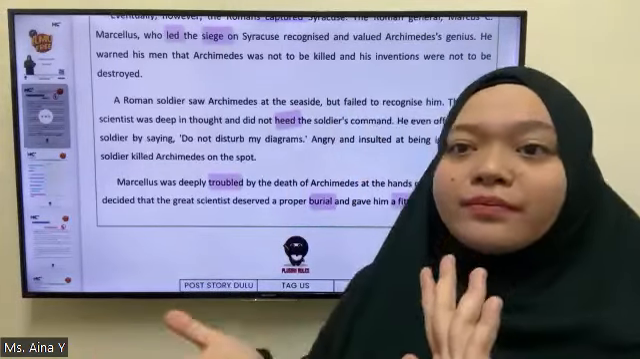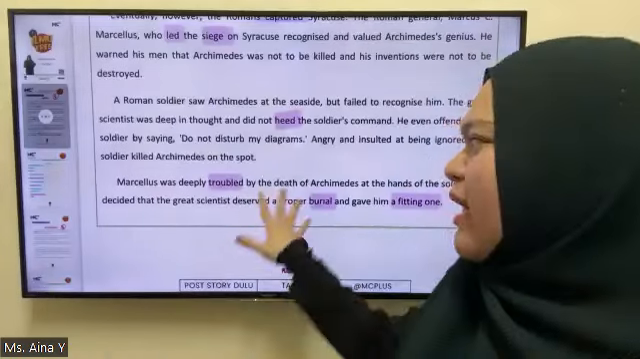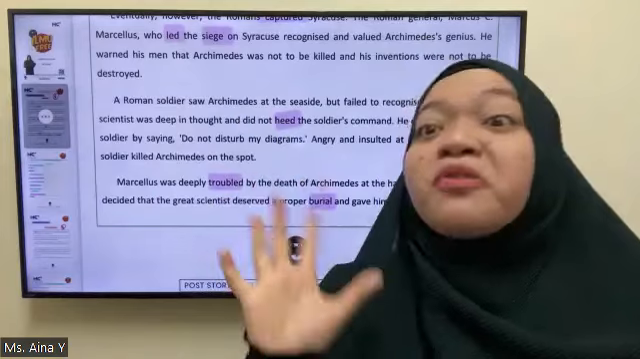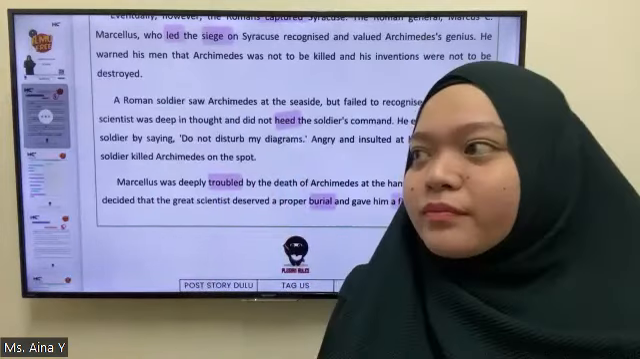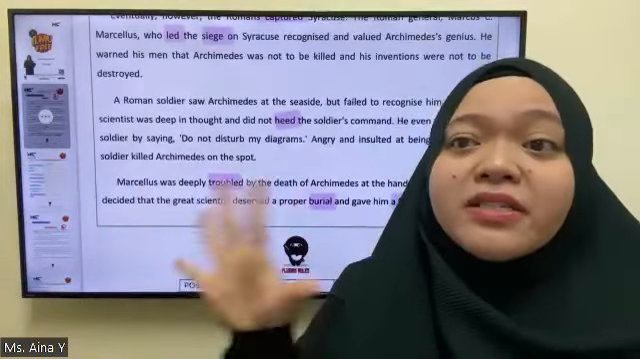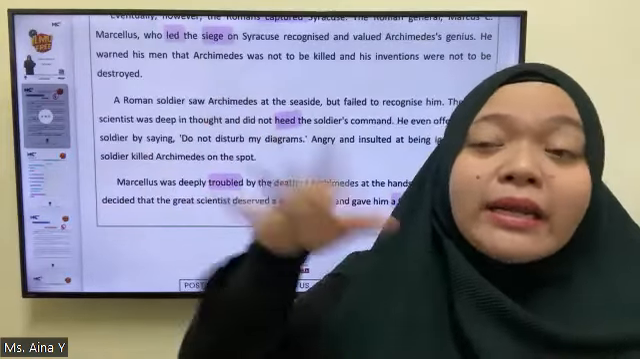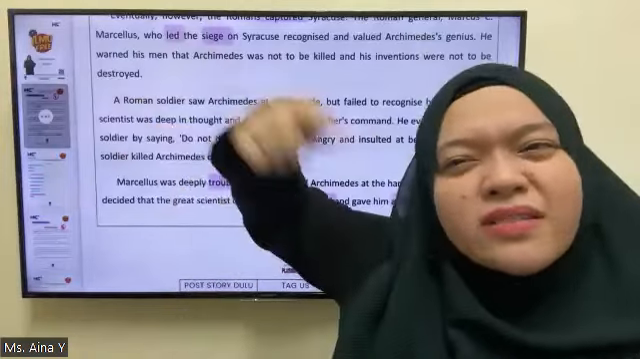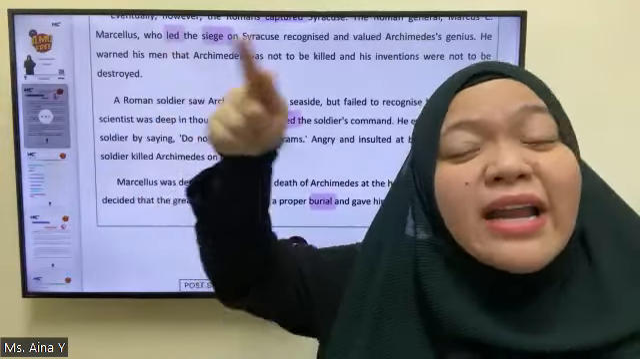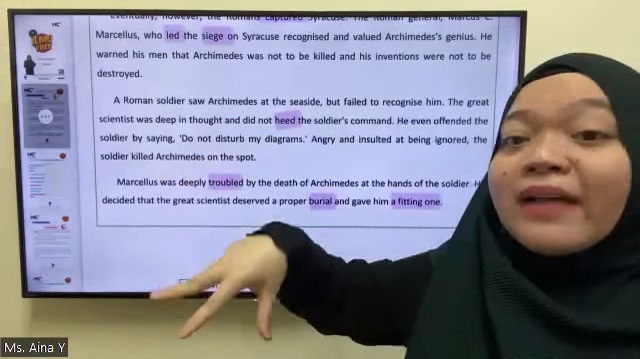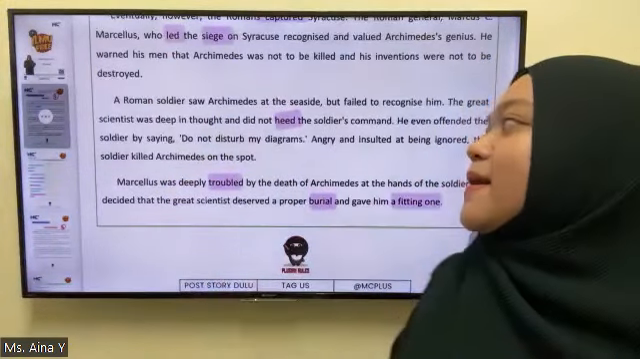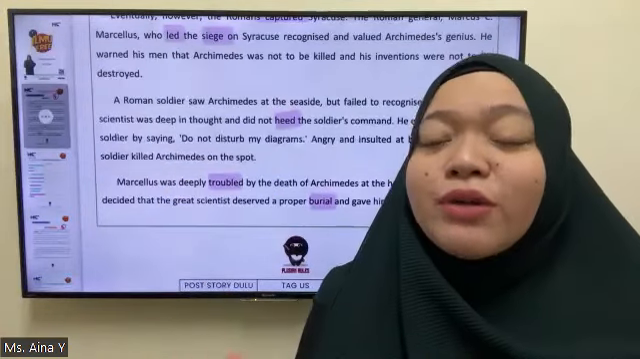Diagram tu rajah. Okay, diagram tu rajah. So I'm not really sure dia cakap pasal diagram apa kat sini. Mungkin adalah time tu dia tengah. Mungkin, I imagine. He was standing at the seaside. Dia tengah berdiri dekat tepi pesisiran pantai tu, tepi laut tu. Maybe he was drawing something on the sand itself. Mungkin dia ada lukis apa-apa dekat atas tanah tu. Bukan tanah pula, atas pasir tu. Mungkin itu maksud dia, do not disturb my diagrams. So mungkin itulah maksud dia.